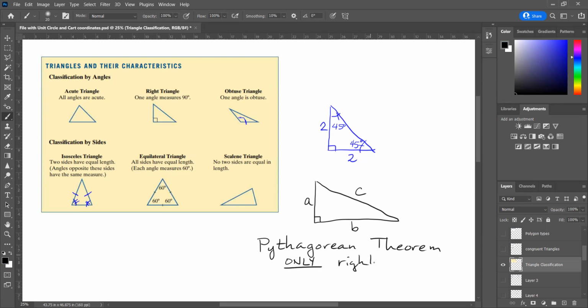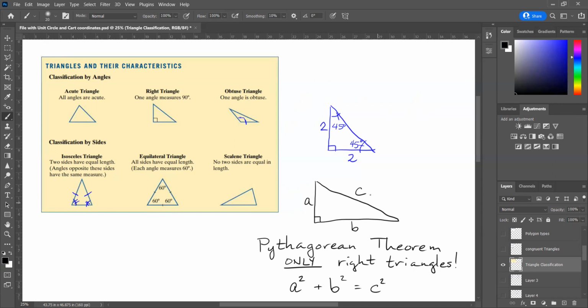But if you have a right triangle, you can use this. And we find ways to make right triangles so that we can. The formula is a squared plus b squared equals c squared.